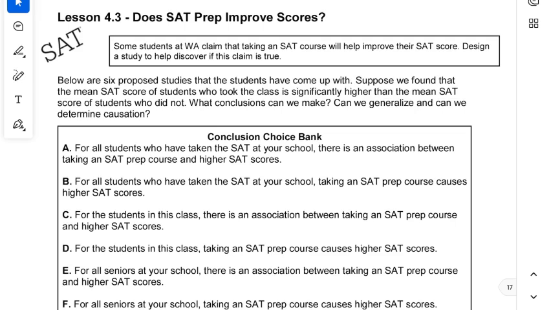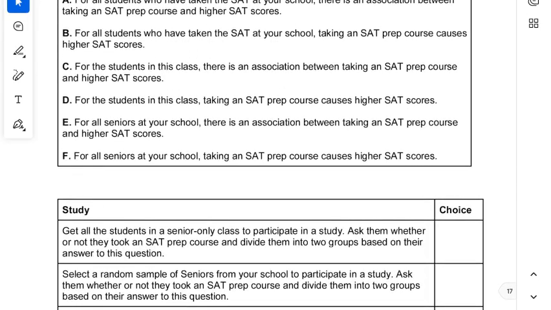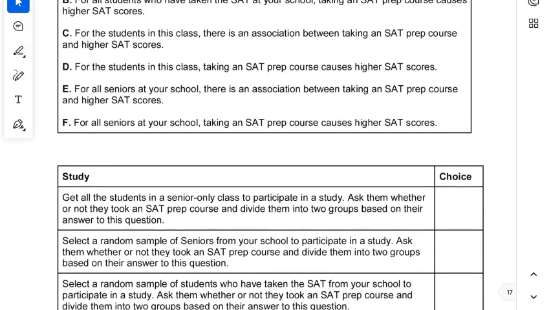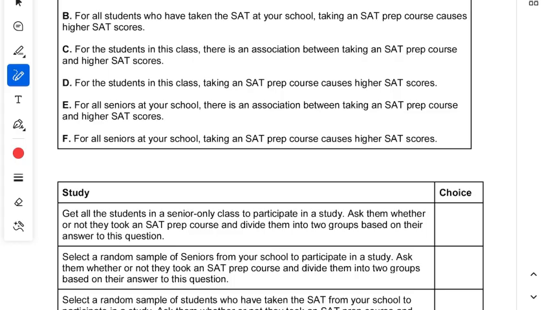Okay, so we are going to look at each one of these and see how you did on what the study can conclude. The first one is kind of like a voluntary study, and they're saying that there's an association. So C is the correct answer. We're going to talk about why in a minute if you didn't get that.